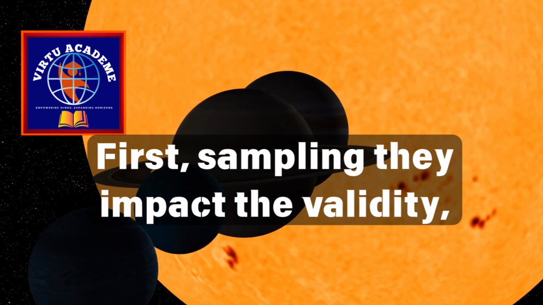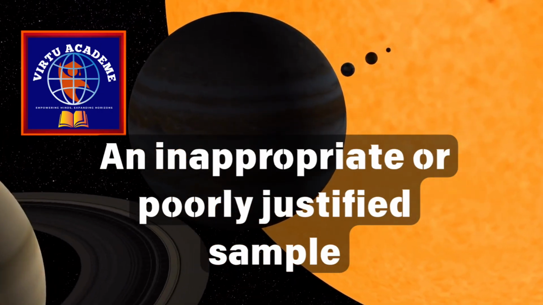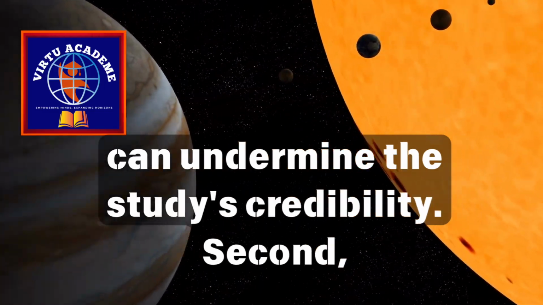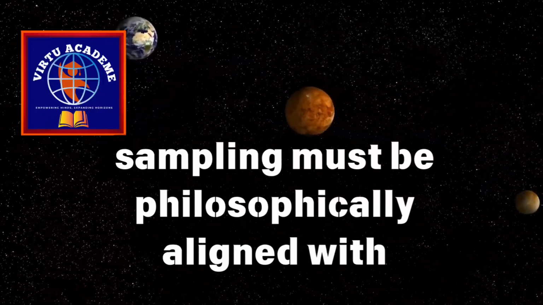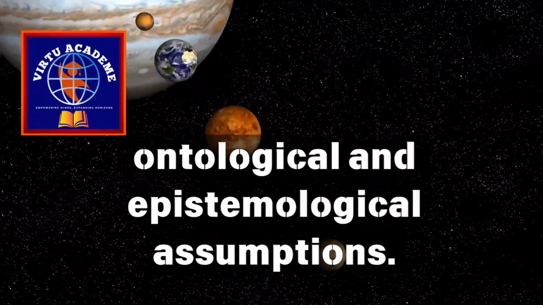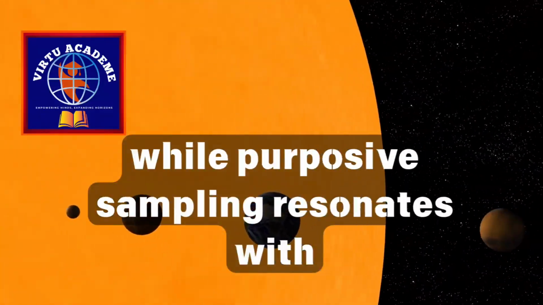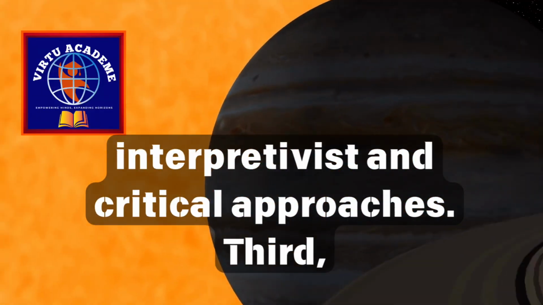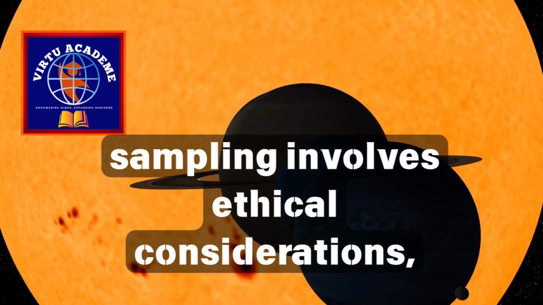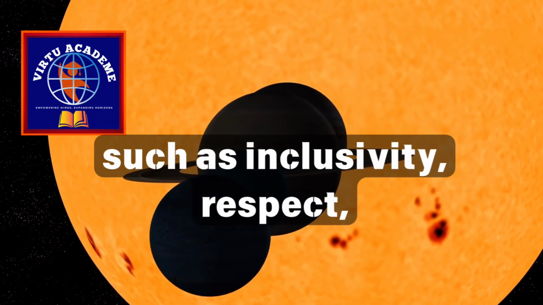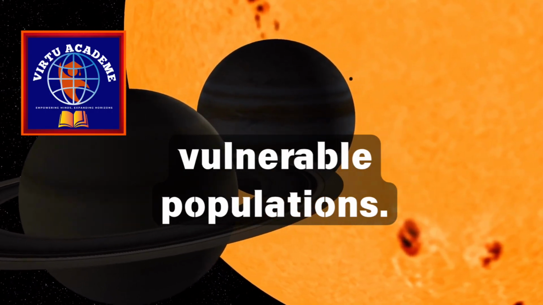First, they impact the validity, reliability, and transferability of the study's findings. An inappropriate or poorly justified sample can undermine the study's credibility. Second, sampling must be philosophically aligned with ontological and epistemological assumptions. Random sampling aligns with positivist paradigms, while purposive sampling resonates with interpretivist and critical approaches. Third, sampling involves ethical considerations, such as inclusivity, respect, and the avoidance of exploitation or harm to vulnerable populations.